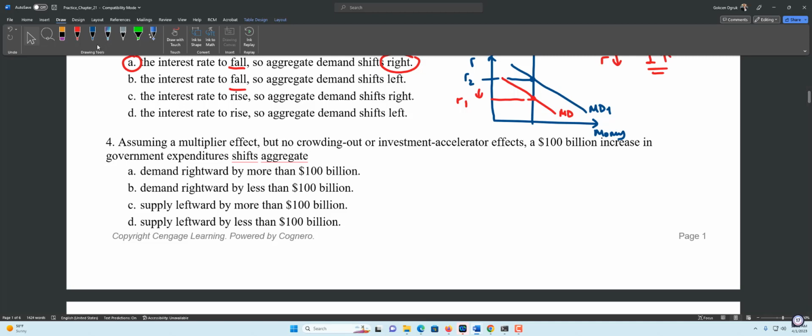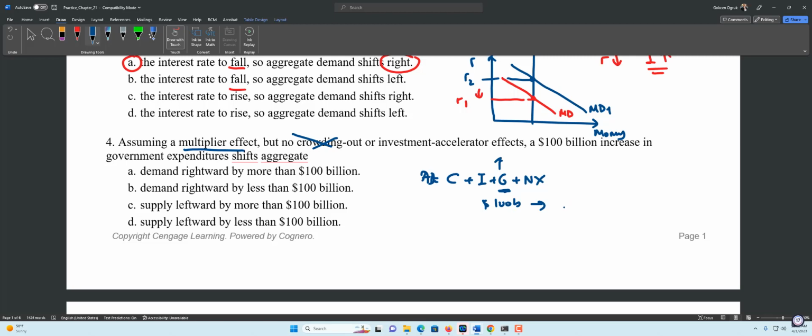Why? Because let's remember what the aggregate demand curve represents. AD represents C plus I plus G plus NX. So if government expenditure increases by 100 billion and we have a multiplier effect but no crowding out, that means the government spends $100 billion, and this will have a multiplied impact on the economy. Why? Because, for instance, referring to your textbook example, if government buys military planes with that money, that is going to be extra income for the company.